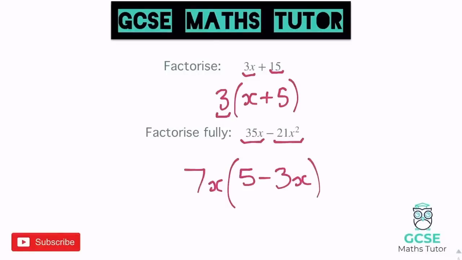Just a note, if you didn't take the 7x out and you just took a 7 out, for example, this wouldn't be factorised fully. You'd have got 7 brackets 5x minus 3x squared. And you can see in that bracket there, there's still an x in both these pieces. There's a little hint there that you didn't fully factorise it.